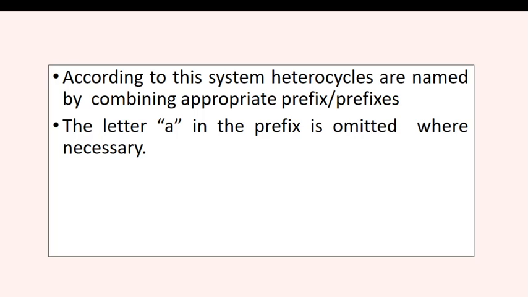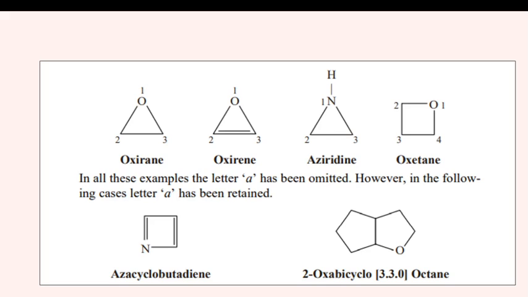According to this system, heterocycles are named by combining the appropriate prefix or suffixes. The letter a in the prefix is omitted where necessary. So this first structure is oxirane. Then this one is oxirene due to the presence of this double bond. Similarly, this is aziridine and this is oxetane. In all these examples, the letter a has been omitted. However, in the following cases, the letter a has been retained. This is a very important rule you have to take into consideration while naming a heterocycle. Sometimes we have to omit a and sometimes we have to retain a in the nomenclature.